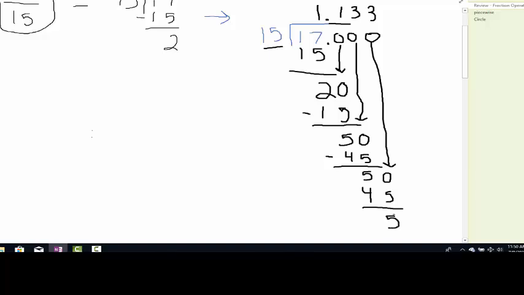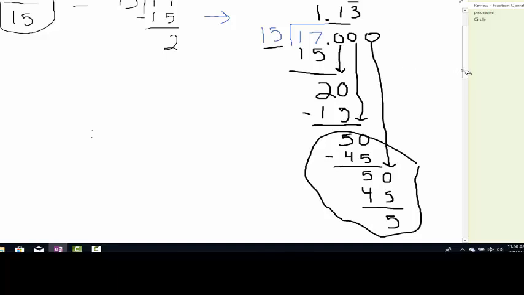Now, notice this pattern. This is the same thing. We got 50 minus 45 and 50 minus 45. This means we are going to continue to get this repeating pattern. So, to signify that this 3 is going to continue to repeat, we put a line over it. And we don't actually need this second 3 now that we see it's repeating. So our answer is 1.13, and the 3 is repeating.